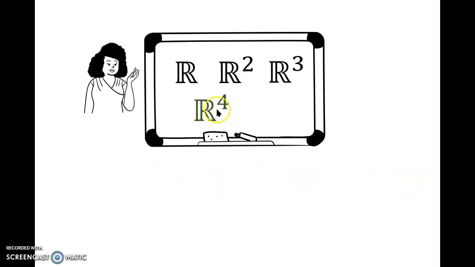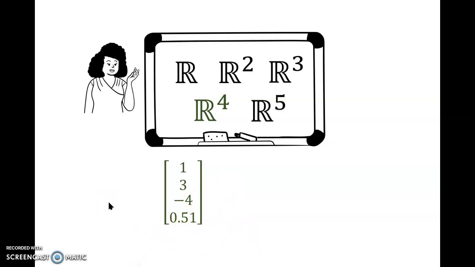If we want to go to R to the 4th, well, guess what? We're going to have 4 entries. And this is an ordered 4-tuple. It just says from the first, a 1, second a 3, then a -4, then a 0.51. And I can't really draw a picture of that. Even R to the 5th, well, it means we're going to have 5 entries. So 6, 30, -0.6, 1, pi, just random things.